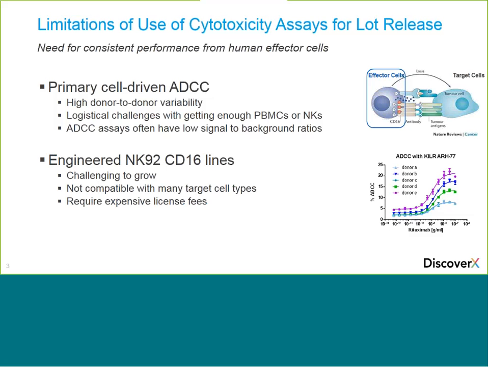NK92 cells are somewhat similar to that of primary cells in that they are quite challenging to grow, and varying culture conditions can result in varying results in the effector function of these NK92 cells. But most importantly, what we find is that these cells are not compatible with many target cell types. And indeed, what they do is induce high background cell killing in certain cell types, which makes them very difficult to use across the board. And then as an additional weight to using these, they are expensive in terms of long-term license fees that are associated with using this particular type of line.